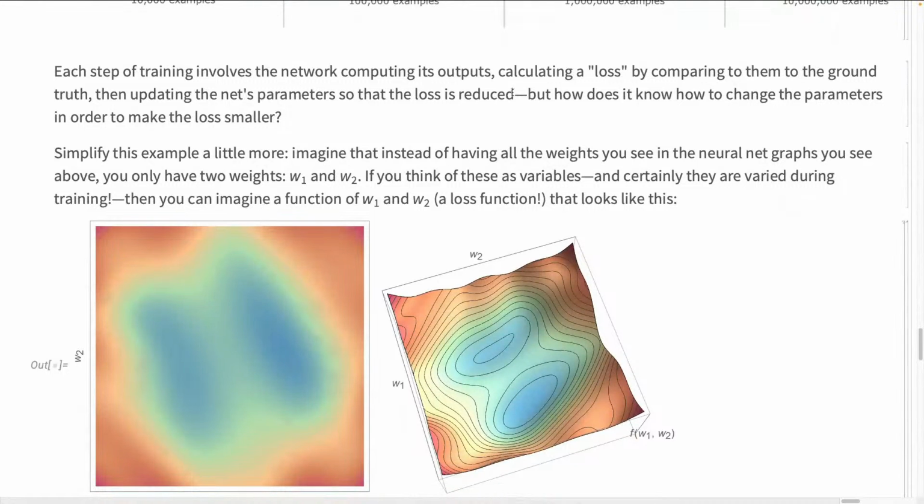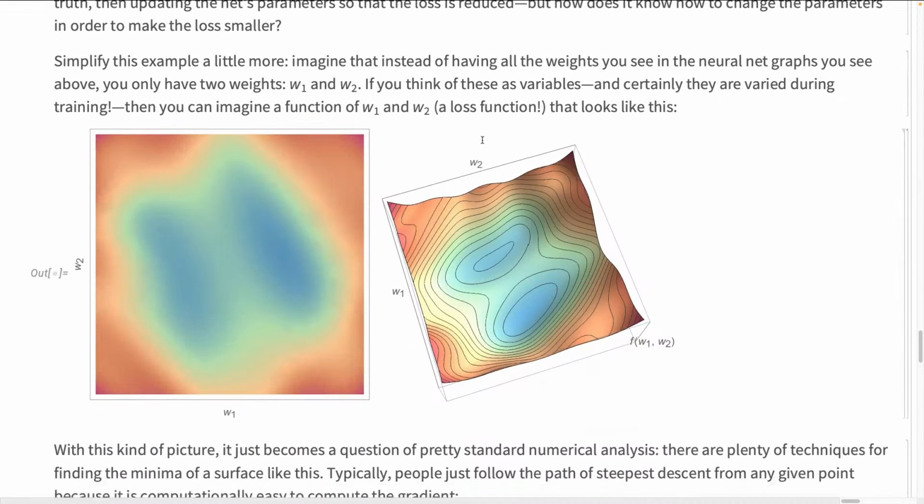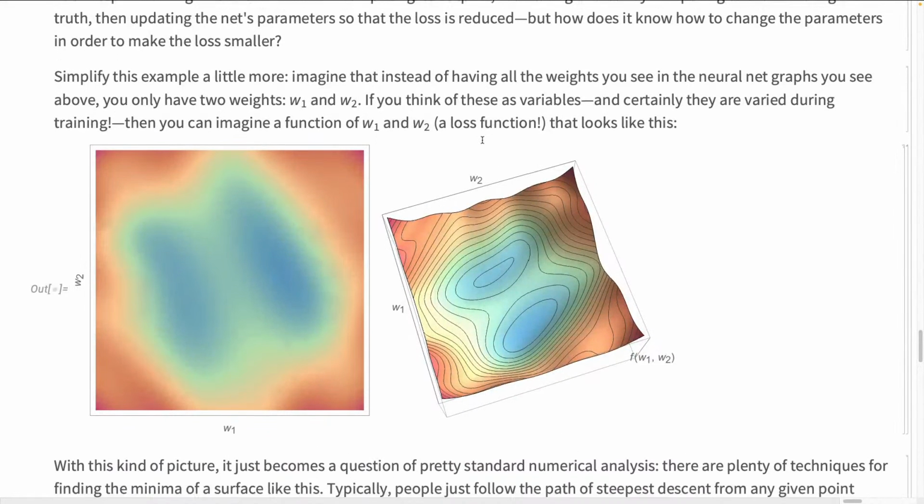And the question, I think, then naturally is, well, how does it know to change the parameters to make the loss smaller? Isn't it possible that you could change the parameters and the loss would get bigger? Like, if you just nudge the parameters, can't you possibly make the situation worse? The answer is yes, you could. But fortunately, there is a little calculus or numerical analysis at hand here.